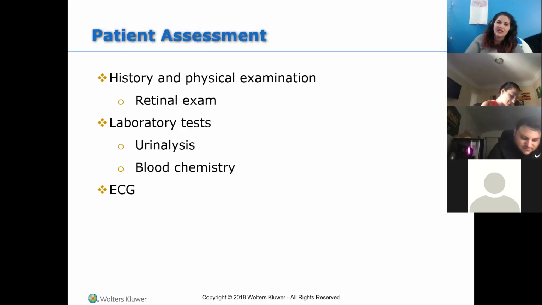Okay. Patient assessment. We have history and physical examination, retinal exams, laboratory tests, including urinalysis and blood chemistries, and we have the ECGs.